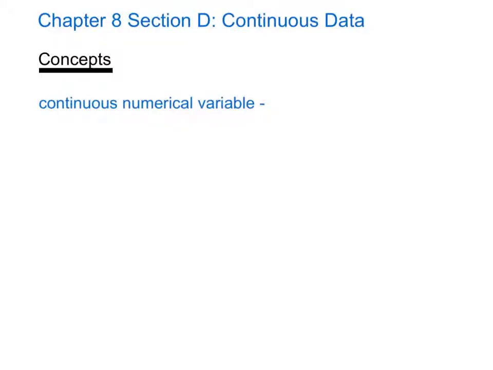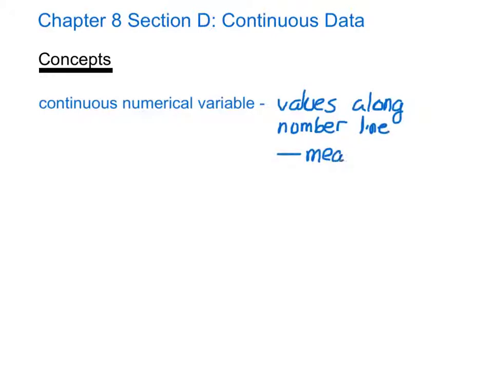In this video, we're going to look at Chapter 8, Section D on continuous data. Remember that continuous data is another form of numerical variable, and that the values for these variables can take on any value along the number line. And we often find these values through measurement, instead of counting like we do for discrete data.